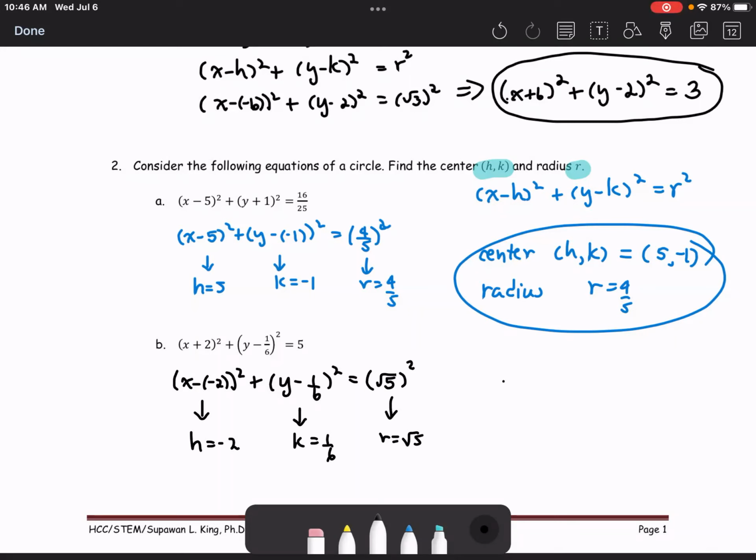And then we summarize that the center for this circle in the form of (h, k), or the ordered pair (h, k), is (-2, 1/6), and the radius, which is the value of r, is √5.